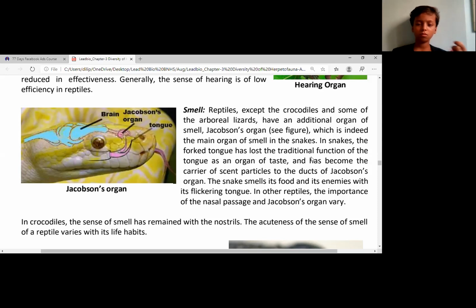So the tongue of a snake is also its smell organ. When it flickers its tongue, it smells what is outside, what is going on, whether food is coming. It takes the tongue out and smells the food. So it uses it as a smell sense organ.